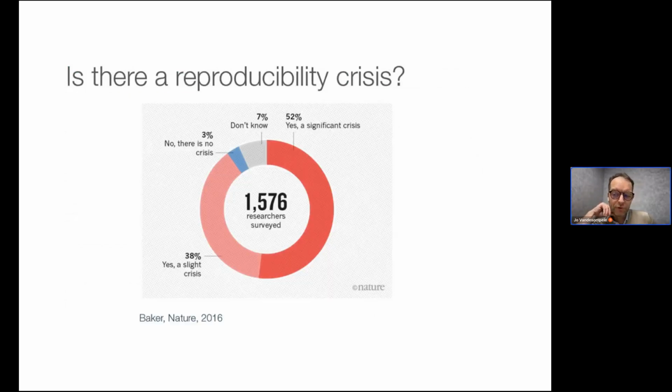So that brings me to an important question. Is there a reproducibility crisis? And not the only one. 8 years ago, a survey of 1,500 researchers worldwide, and it's appalling to see that at least half says, yes, there is a significant crisis, and another 40% says, there is a crisis, but it's not that big, there is a slight crisis. So summarizing, there is a problem.